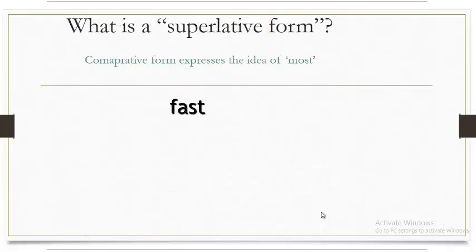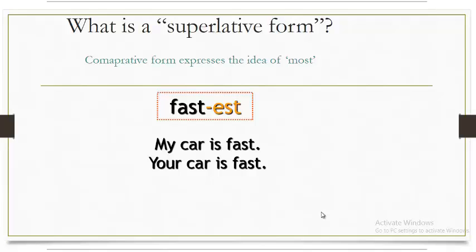What is superlative form? Superlative form is a form that expresses the idea of most. We have fast again here. So what is the superlative form of fast? It is fastest. For example, my car is fast, your car is fast, but his car is the fastest. So the fastest is the superlative form.